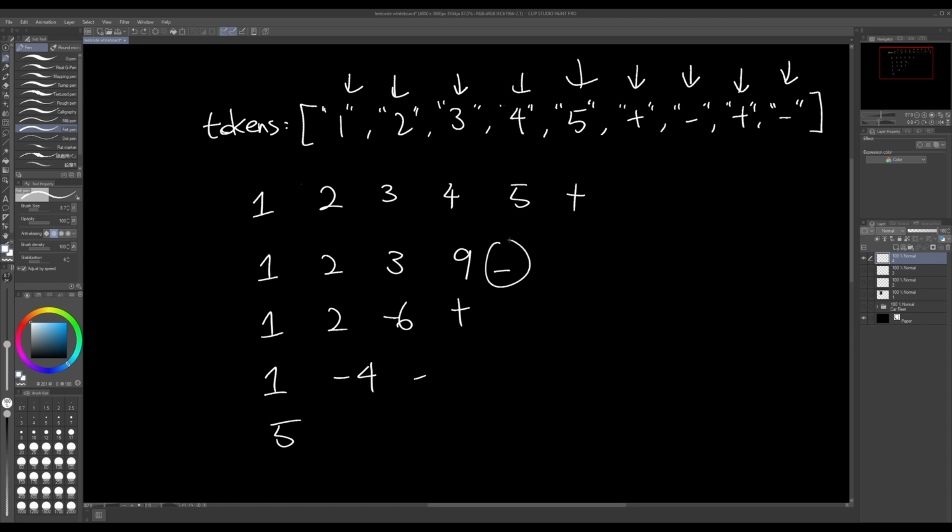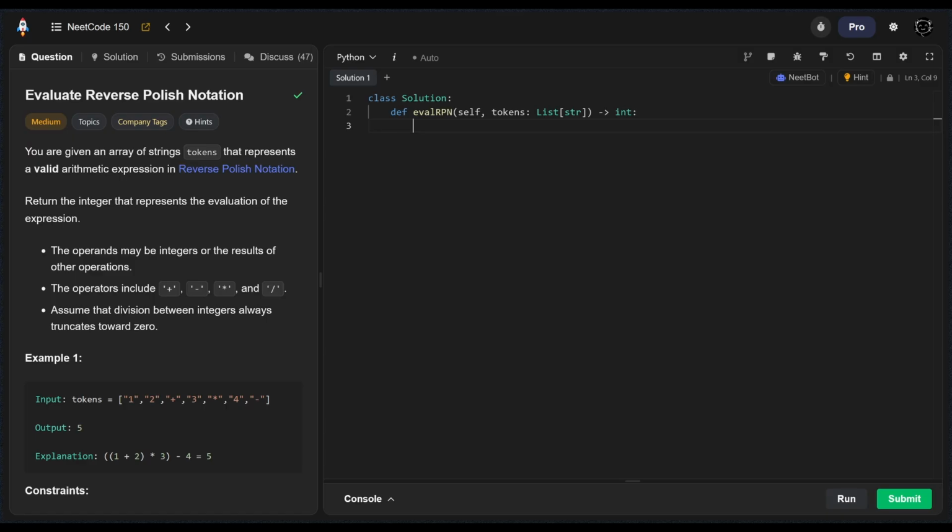Then we get a 9. And then once we encounter the minus, it's going to grab this and this, minus them together, and then shove it back into the stack. Same thing with this and this. And just with that knowledge, we're ready to write some code. So first of all, let's define our stack. I'm just going to say it's an empty list.